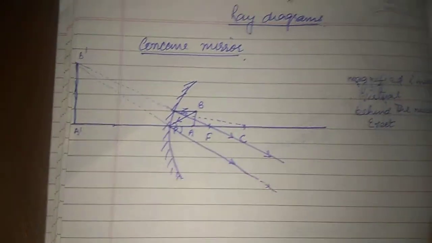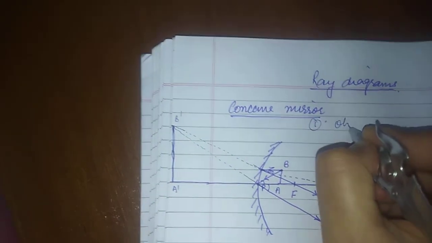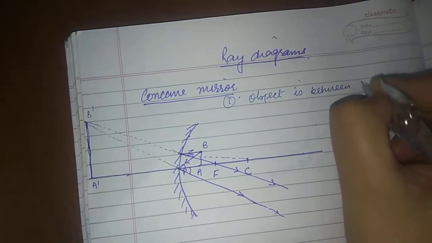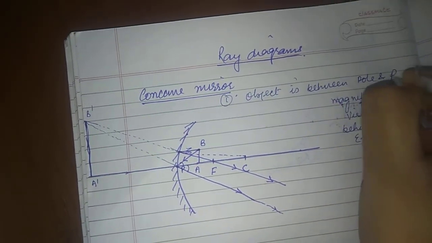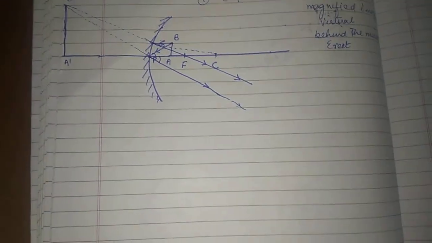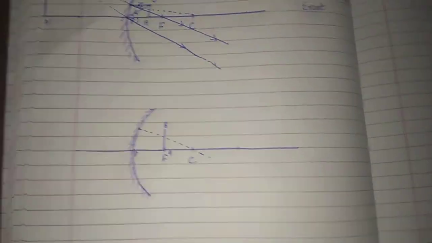Now let us discuss the second case. So this was the first case when the object is between pole and focus. The second case we will discuss is when the object is exactly at the focus. So I have drawn the object at the focus.